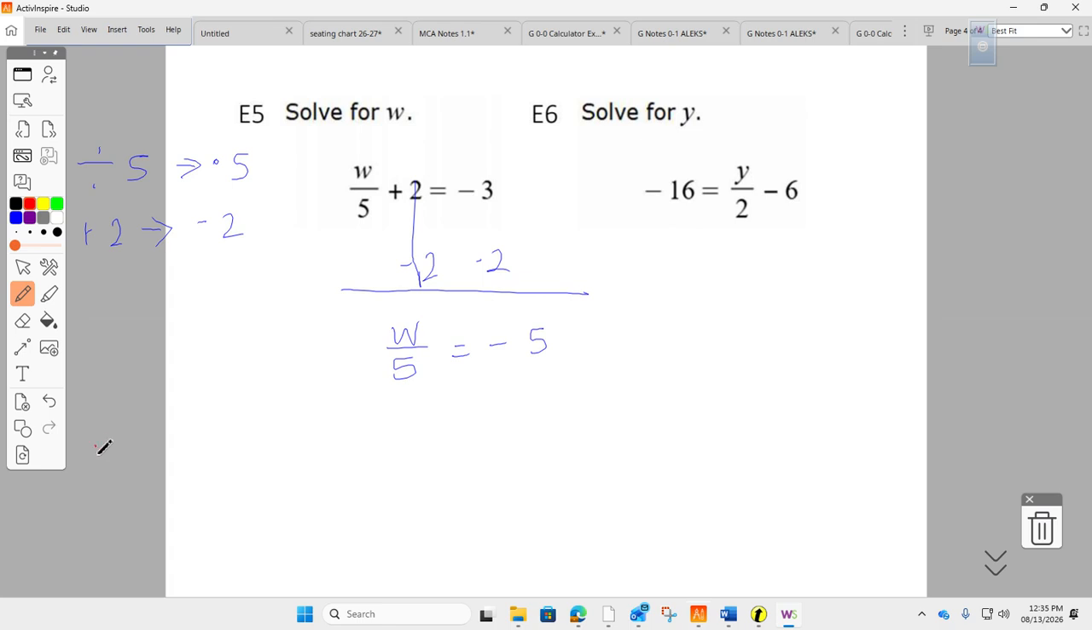All right, now we're undoing a multiplication or a division by multiplying. We're going to multiply both sides by 5. This is a fraction, so I'm going to make this one a fraction. There's a couple ways to write this one. Top times top, bottom times bottom. But 5 divided by 5 simplifies to 1. Now we know W equals negative 25.